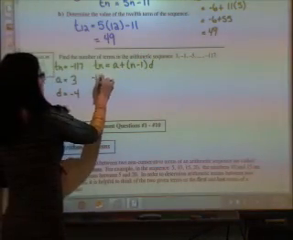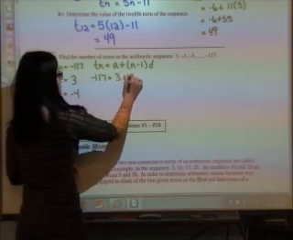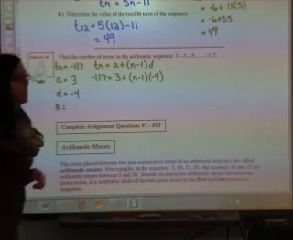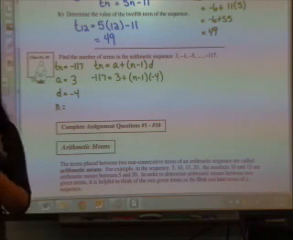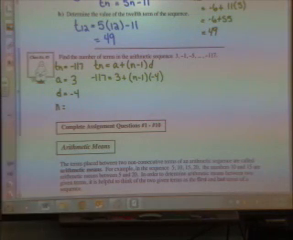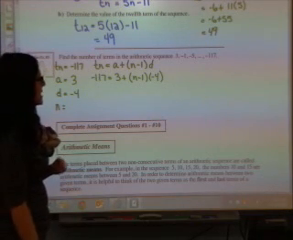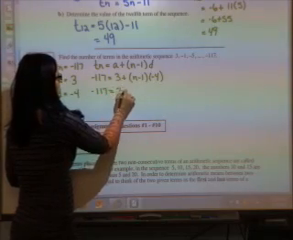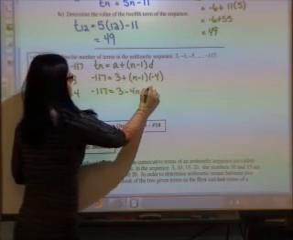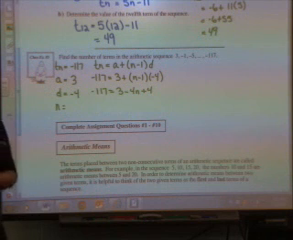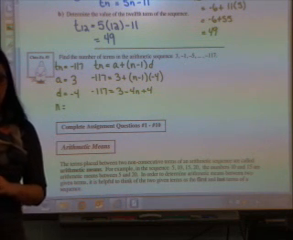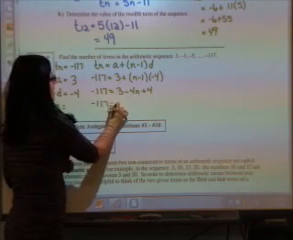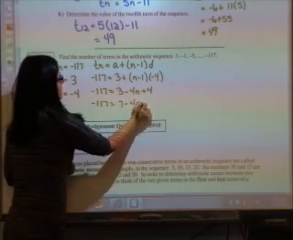So if I substitute in, there's my substitutions. Negative 117 equals 3 plus n minus 1 times negative 4. Remove my brackets, and I would get 3 minus 4n plus 4. So I get negative 117 equals 7 minus 4n.